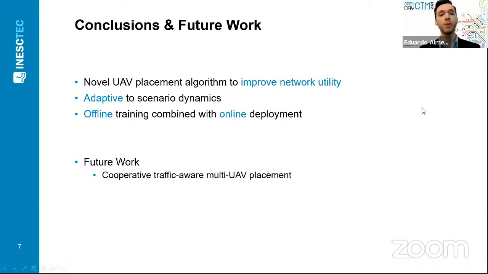We can also combine the offline training made in simulation, for instance, and then deploy this model online. But instead of having to train itself from scratch once again, we can use the pre-training that was made in the simulator on the online deployment, while still making the model reactive to new changes that may arise during the deployment phase. And our next steps will be to evolve our work from one UAV to multiple UAVs that need to cooperate among themselves to achieve the same objective.